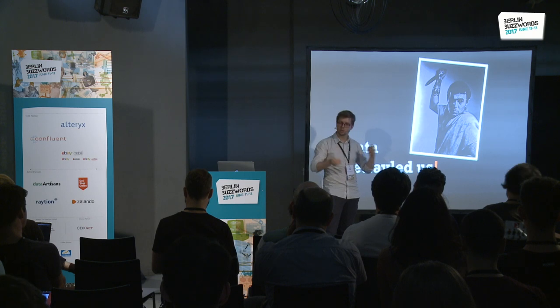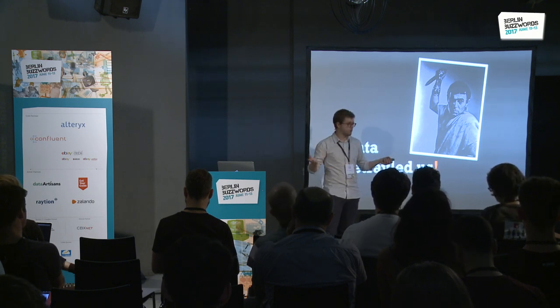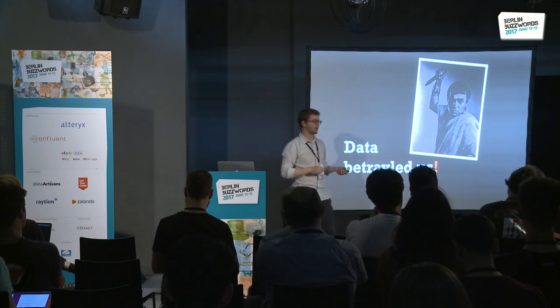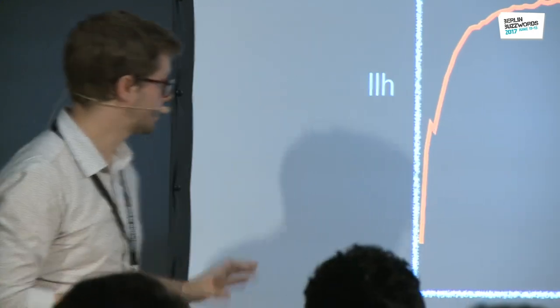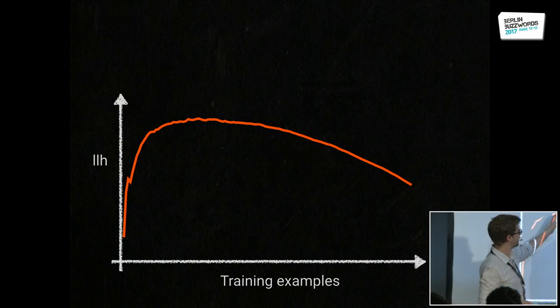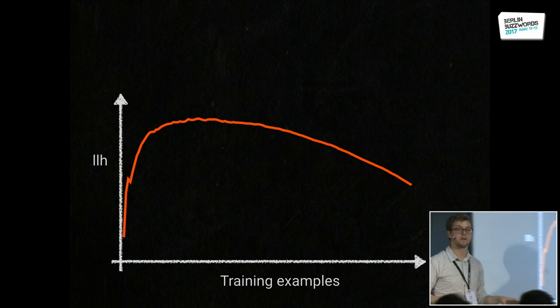So I tried to dig in a little bit and understand what was happening. At one point I figured out, for one specific client, I decided to plot the evolution of the LLH with the number of samples that we use in our training sets. And this is what I got. Here is the learning process, and here is the LLH. We see that it increases, and then at some point it decreases. And this is completely unexpected.